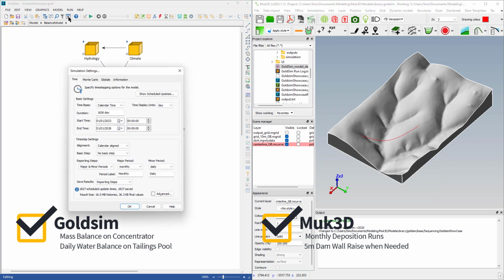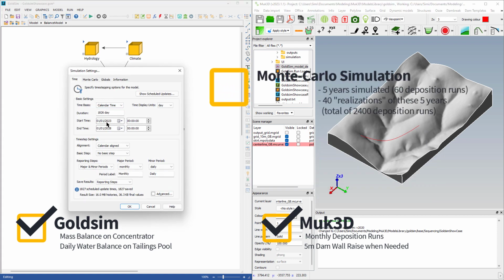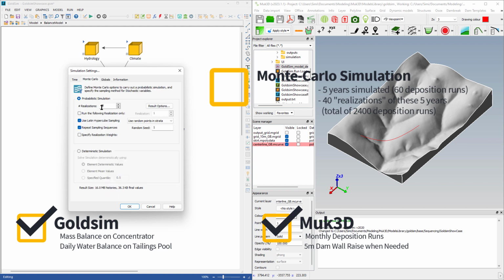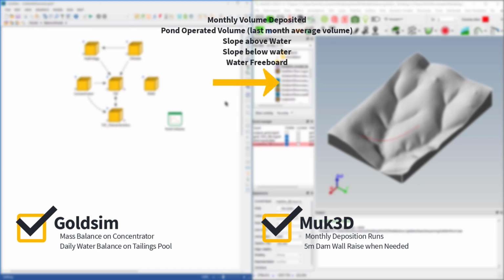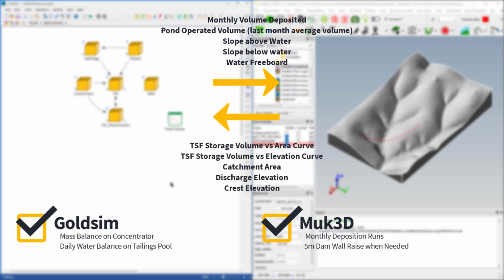So the way that we'll be working is we're doing a simulation from 1st of January 2023 to 1st of January 2028 and we'll be running it 40 times. So every single realization, we will pick different points according to the distributions that we have. And every single month, Goldsim will send some information to Muk3D so that it can run the deposition, and Muk3D will send some information back to Goldsim.